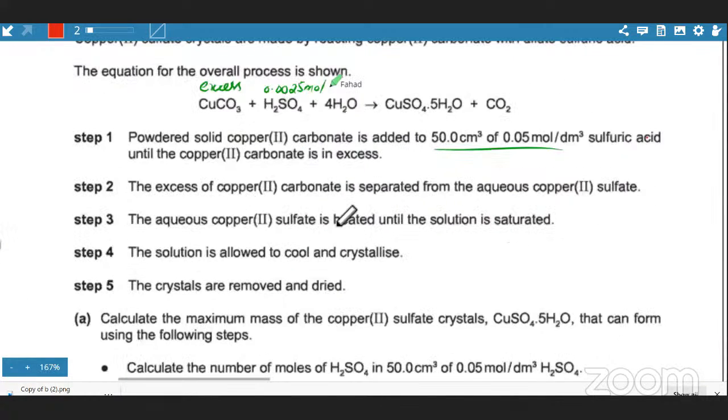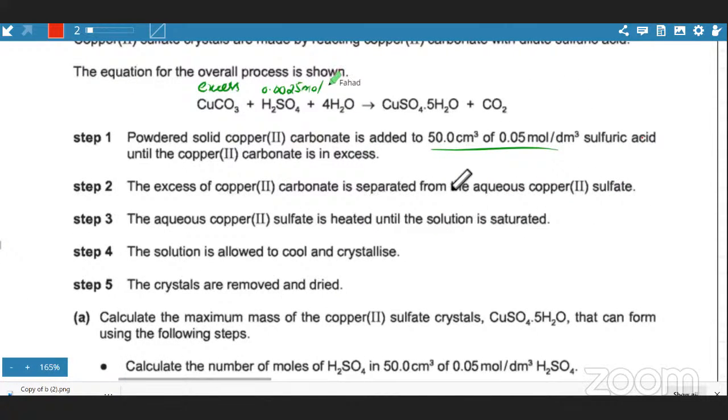Then the excess copper carbonate is separated from the copper sulfate. The copper sulfate is heated until the solution is saturated. Now, the moles of sulfuric acid and the moles of copper sulfate are going to be exactly the same because the equation is 1:1. So these two would have exactly the same moles. So I'm going to find those moles as well: 0.0025 moles of copper sulfate dot 5H2O are going to be produced. The solution is allowed to cool and crystallize. The crystals are removed and dried.